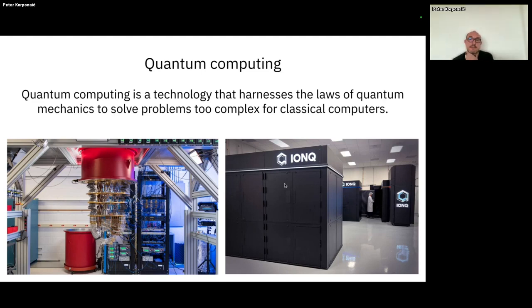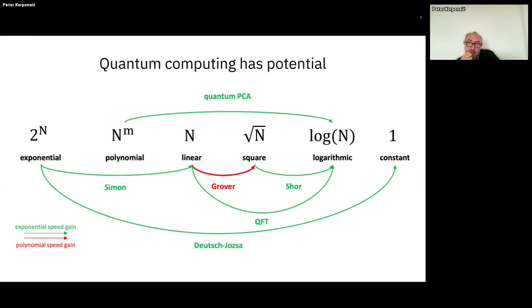And so quantum computing is the use of quantum mechanical effects to perform calculations. I will explain how that works and what potential it has. So the potential of quantum computing is easy to see on this picture.